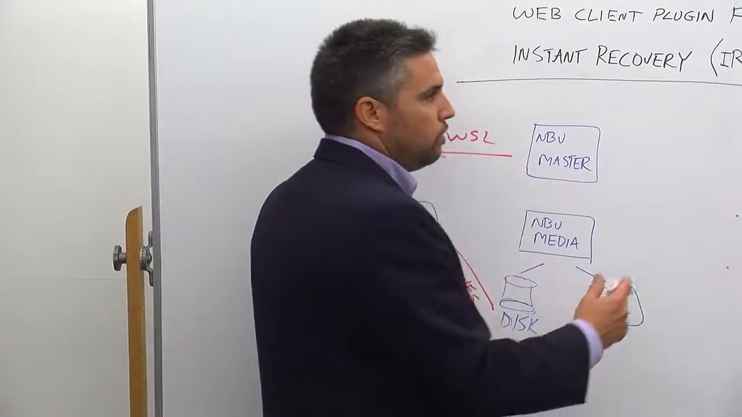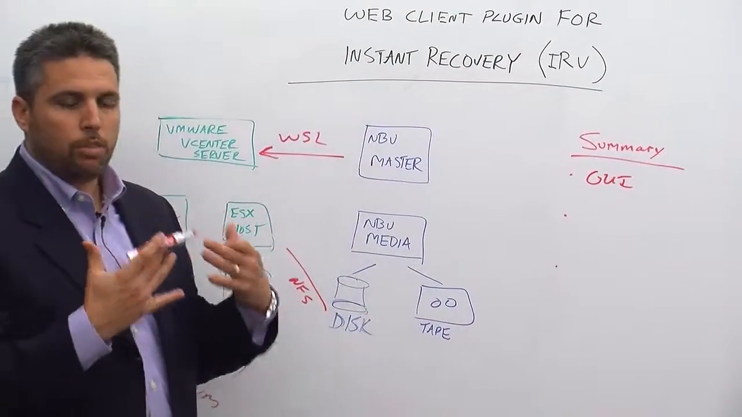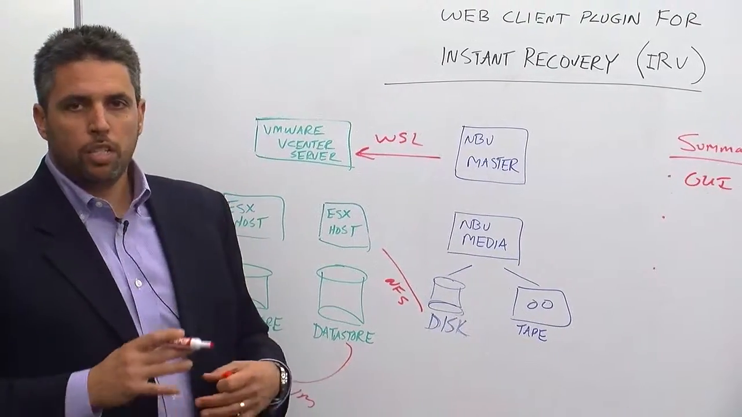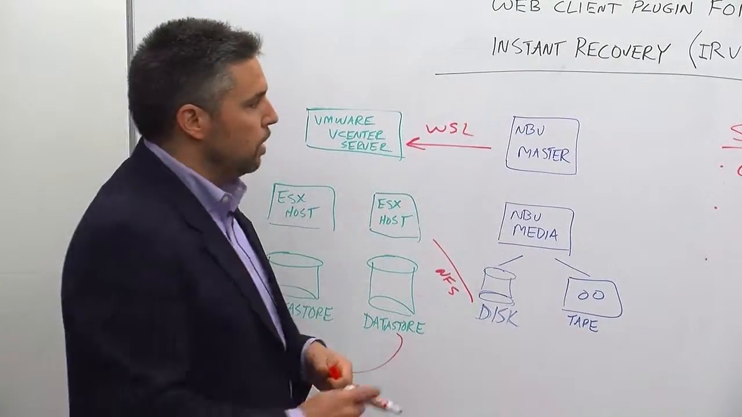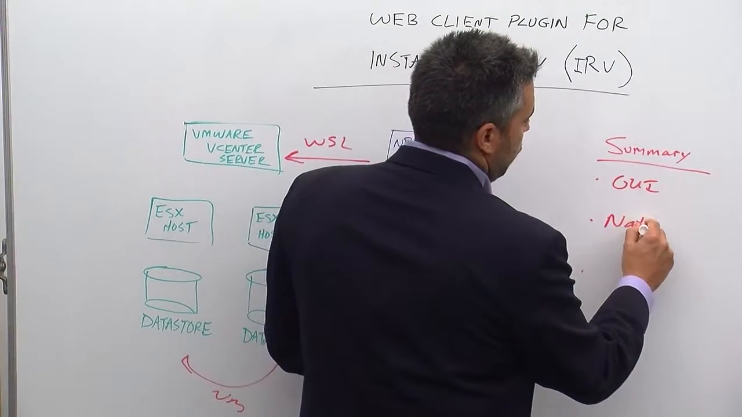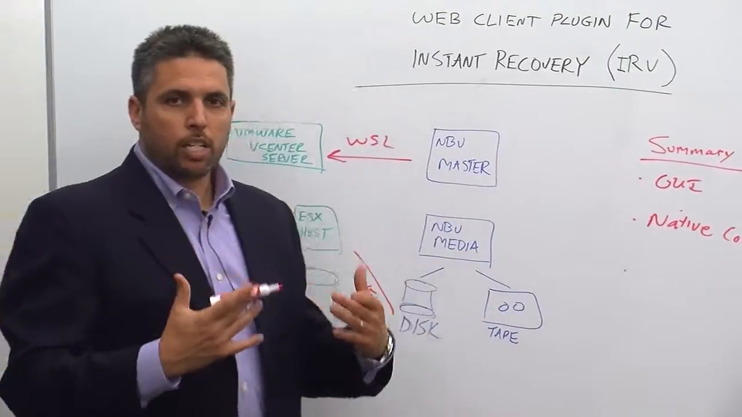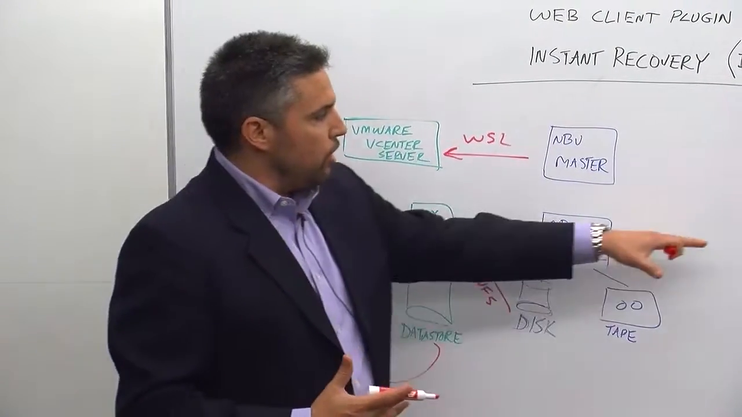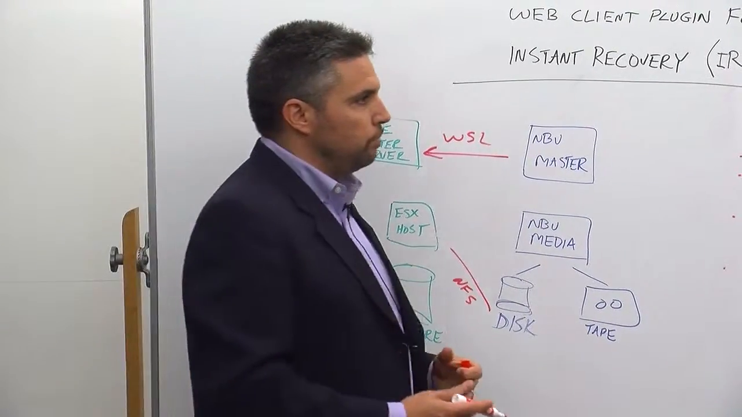So just to summarize, it is a GUI. So it's through the web client plugin. It actually walks you through that process. There's now options to initiate the instant recovery process, to initiate the cleanup, and so that's a great advantage. It's directly through the native console. So if I'm a customer and I'm using the web client for my day-to-day VMware administration, I can use my native console. I don't need to log into NetBackup to perform this operation.